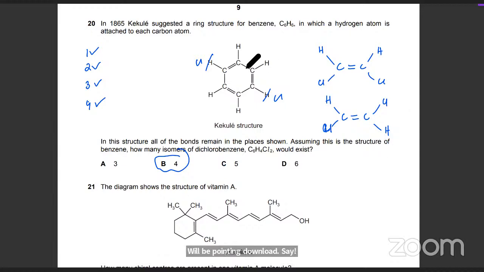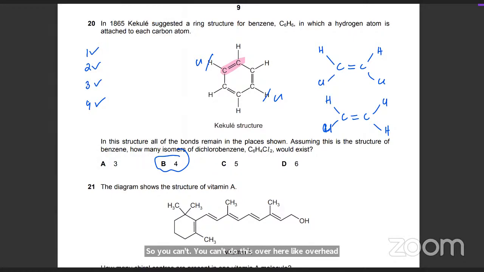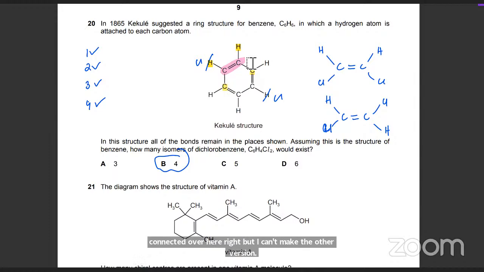So you can't do this over here. Look at the fact that you've got a double bond. It's meeting the conditions: in the double bond, the two sides are different as well. You've got an H on one side and a carbon connected to it, and an H over here and a carbon connected over here. But I can't make the other version, because if I change the other side, I would have to break the ring. You'd have to cut it.